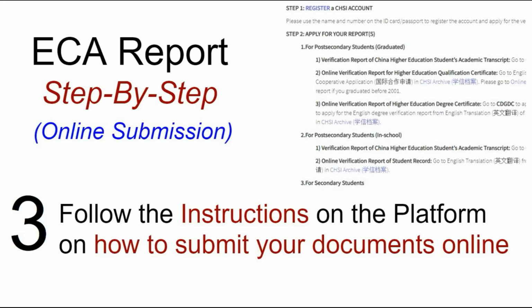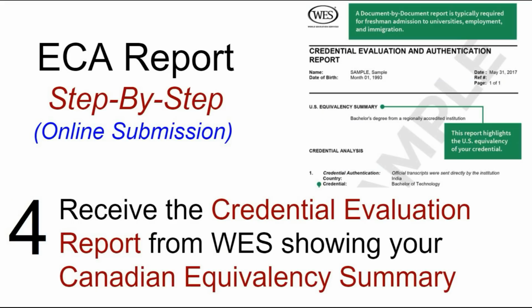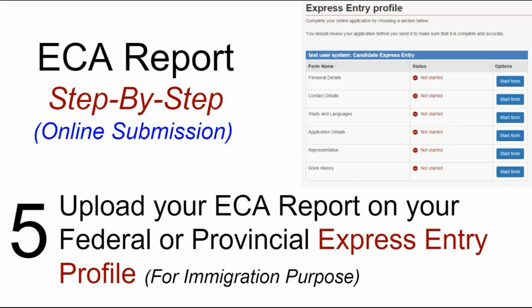Now, step 3, guys, is what I've mentioned to you a while ago, which is to follow the instructions on the platform on how to submit your documents online. Now, step 4 is to receive the credential evaluation report from WES showing your Canadian equivalency summary. And finally, step 5 is to upload your ECA report on your federal or provincial Express Entry profile if you are applying for immigration.